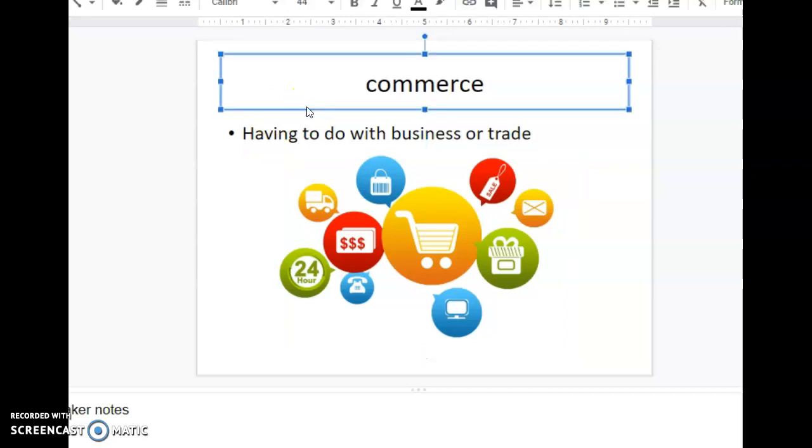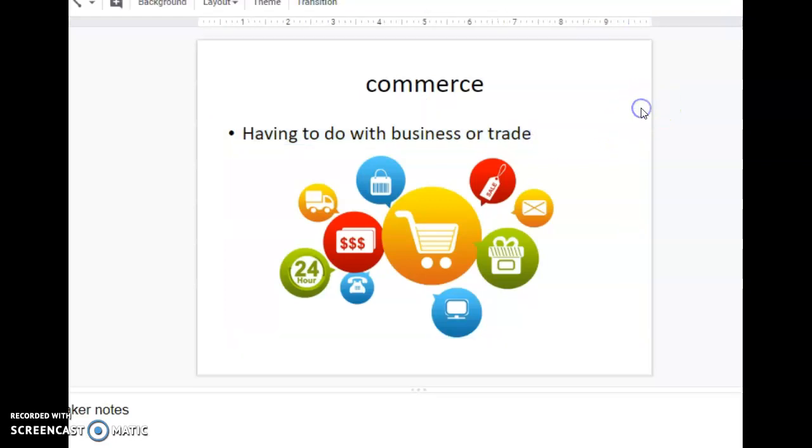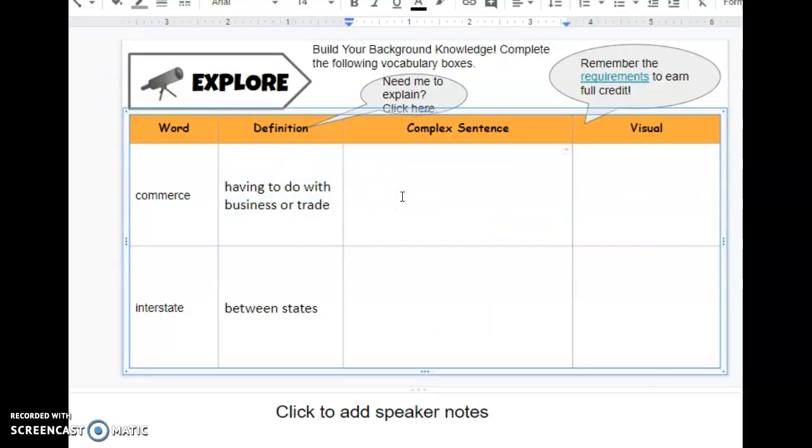As a noun, we are familiar with the word commercial as an advertisement, but as an adjective, it means having to do with business or trade. In Washington, D.C., there is a Department of Commerce, so they are in charge of regulating business or trade practices in our country. The business needed to increase its commerce so that it could make more money. Could be a possible complex sentence.